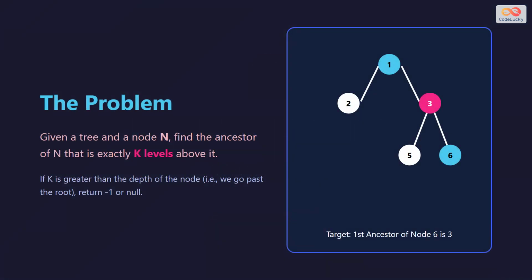Let's first understand the goal. We are given a tree structure, a specific starting node, and an integer k. Our task is to find the node that is exactly k levels above our starting node. For example, if we start at node 6 and want the first ancestor, we go up 1 level. If k is 2, we go up 2 levels. If k is too large and goes beyond the root, we typically return -1 or null.